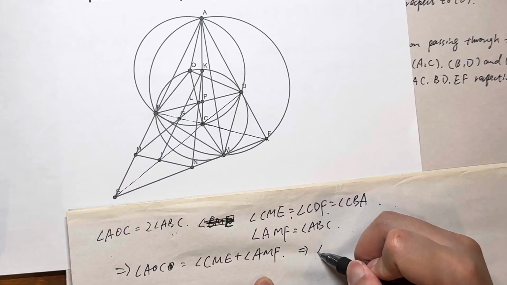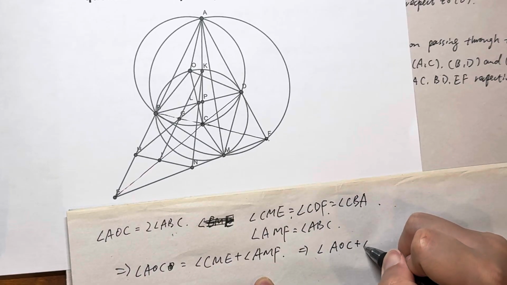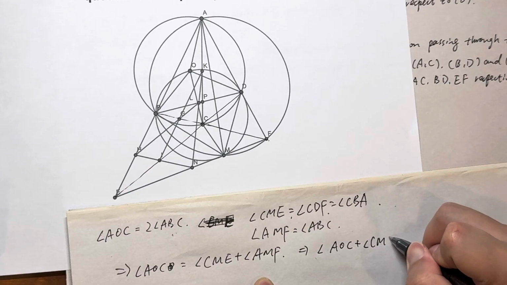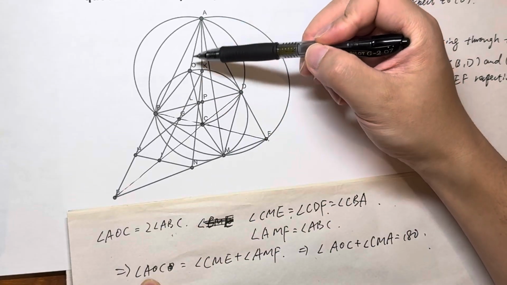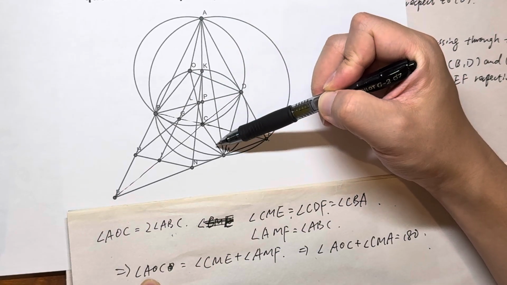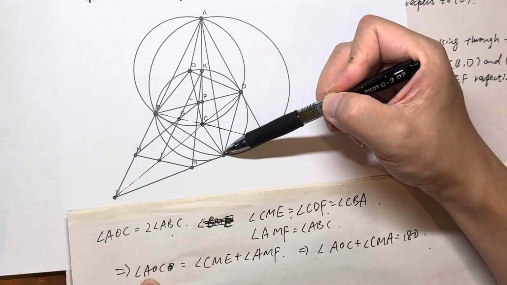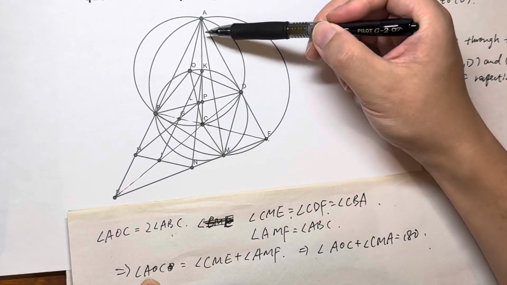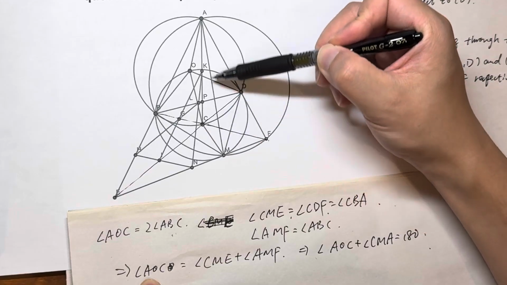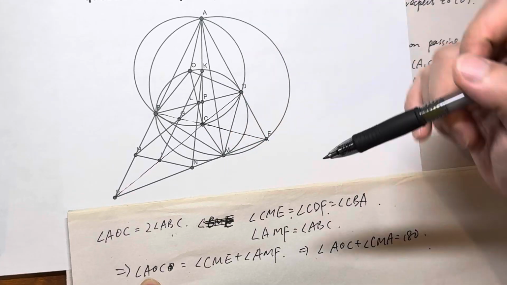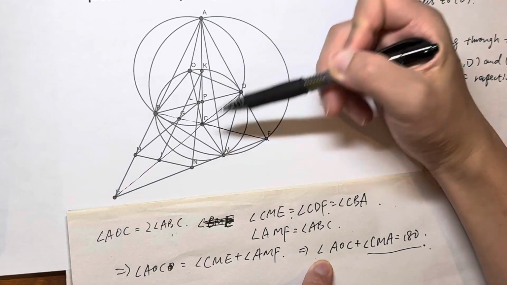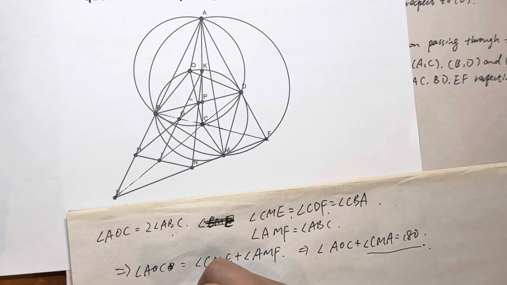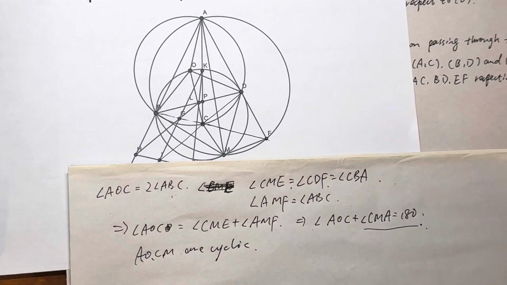That means angle AOC plus angle CMA equals 180 degrees, right? Because angle AOC equals angle CME plus angle AMF. So CME plus AMF plus angle CMA equals 180 degrees. That means angle AOC plus angle CMA equals 180 degrees, which means AOCM are cyclic. Right?